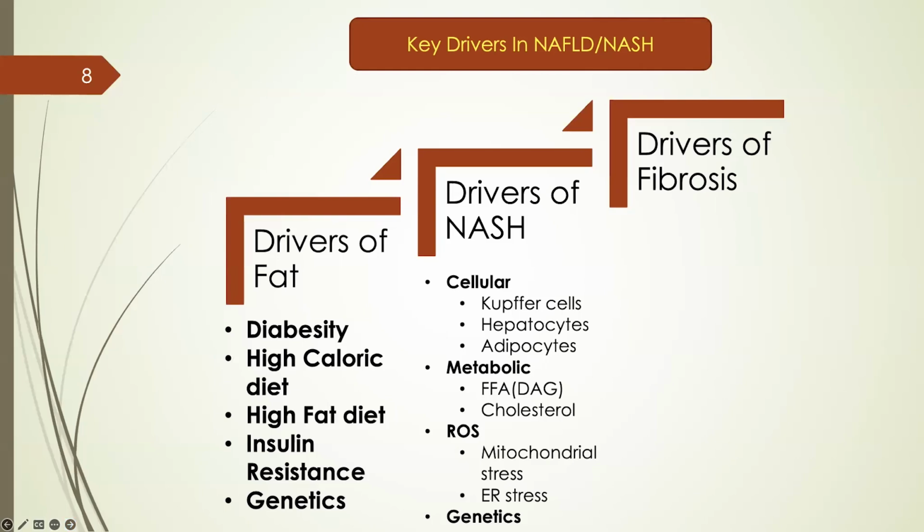The drivers for development of inflammation could be cellular, metabolic, or the development of reactive oxygen species, especially in selected individuals who have a propensity to develop this inflammation. Finally, all this leads to development of fibrosis of the liver, which manifests in the form of decompensated cirrhosis and development of hepatocellular carcinoma. And these drivers of the fibrosis are hepatic stellate cells, Kupffer cells, chemokines, and genetics.